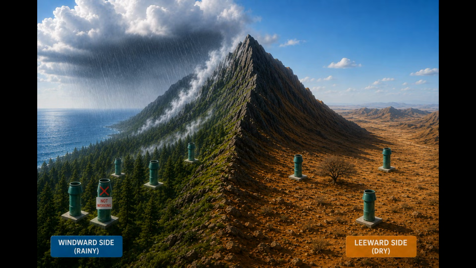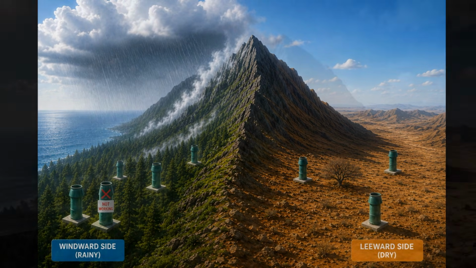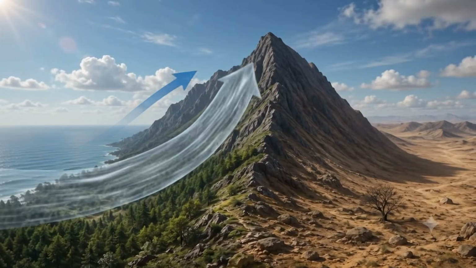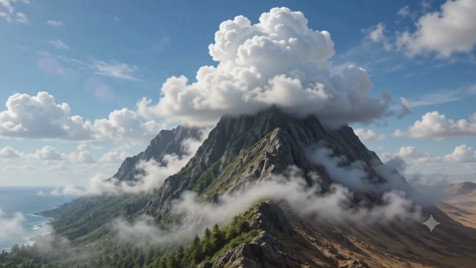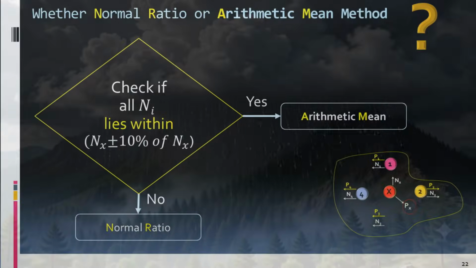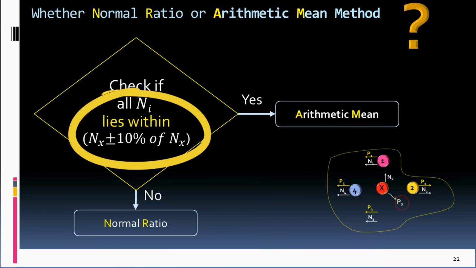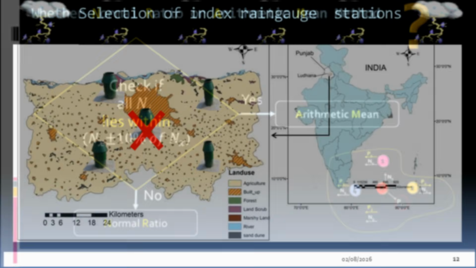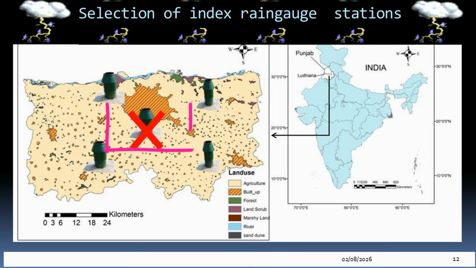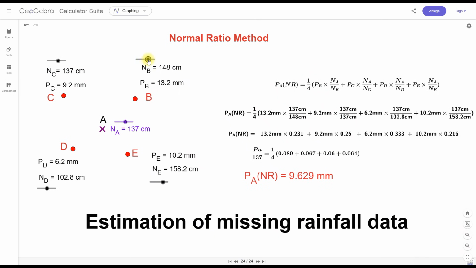Can you apply arithmetic mean method in this scenario for estimation of missing rainfall data? If you are in doubt, then this video is for you. Do you know what will happen if you apply normal ratio method for a case where all the neighboring station normal rainfall values are below 10% of target station normal rainfall value? Today, we will discuss the challenge of handling missing rainfall data by using GeoGebra to get intuitive feeling about formulas.